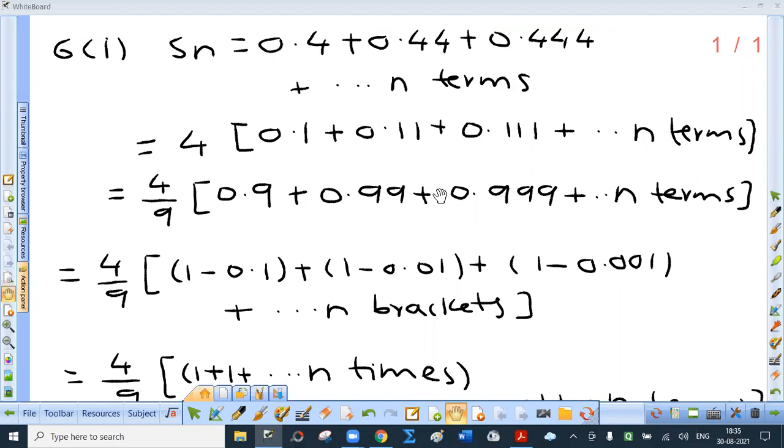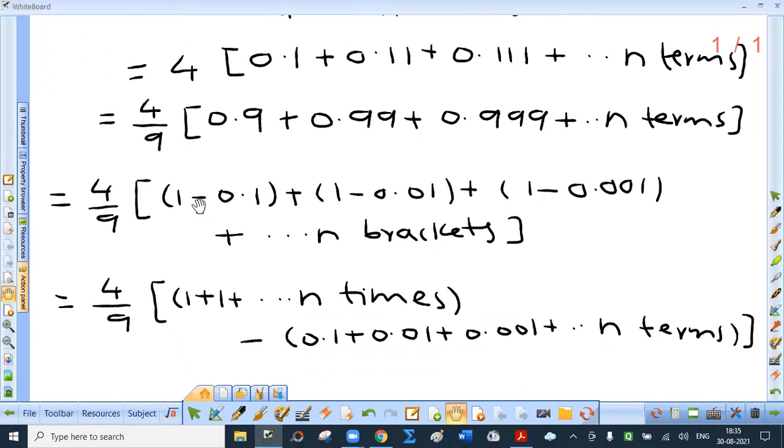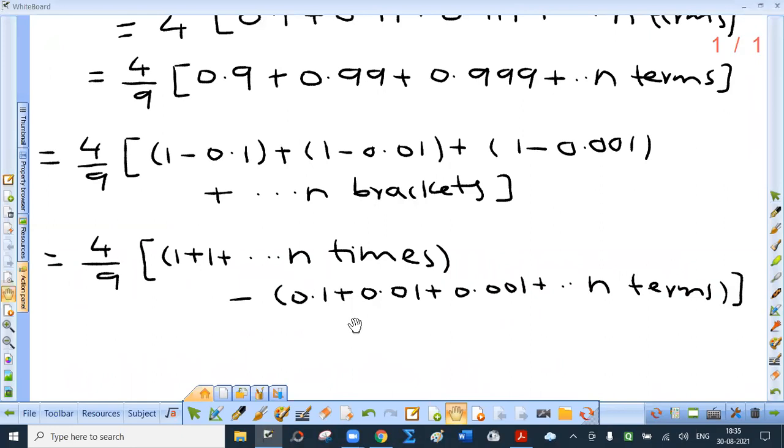No. But I hope you won't say this is 1 minus 0.1, this is 10 minus 0.1. No. 1 minus 0.1, this is 1 minus 0.01, 1 minus 0.001, up to n brackets. Now, 1 plus 1 plus 1 n times, that is n. Take minus sign common in bracket, you get 0.1 plus 0.01 plus 0.001 up to n terms.